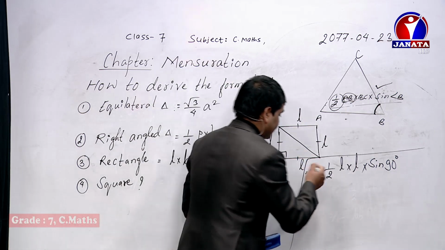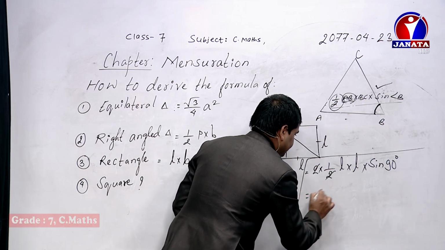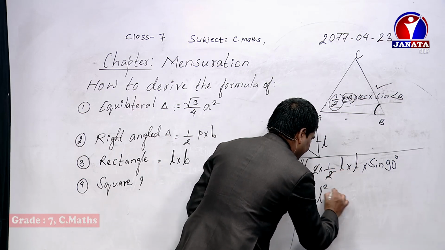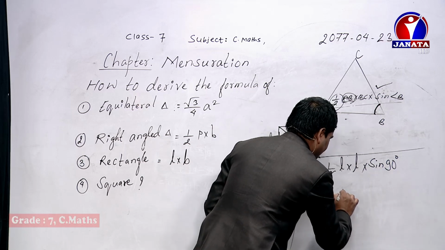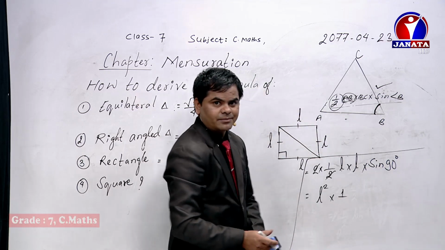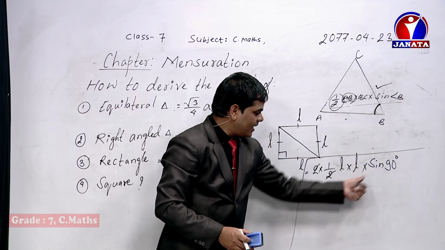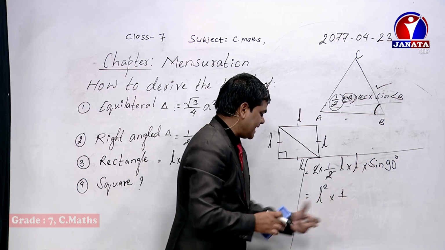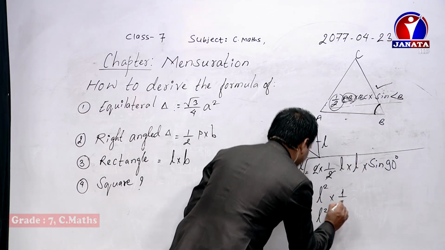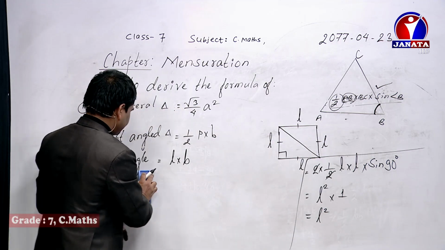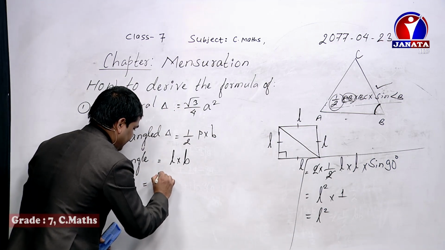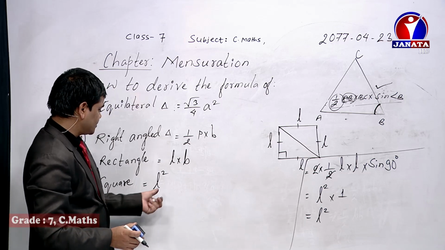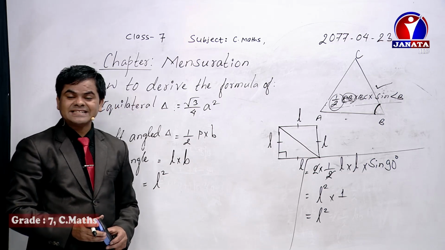So the 2 multiplied in here cancels, then L into L is L square, and what is the value of sine 90 degrees? We have already known, it is equal to 1. The value of sine 90 degrees is exactly 1. So L square times 1 is L square. In this way the formula of a square came as L square. In the book you will have just written the area of a square as L square.